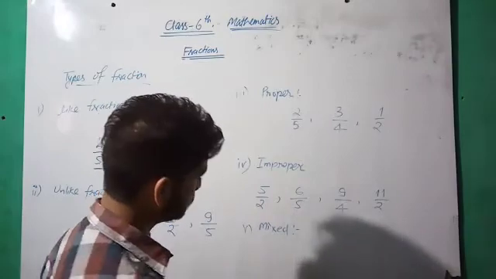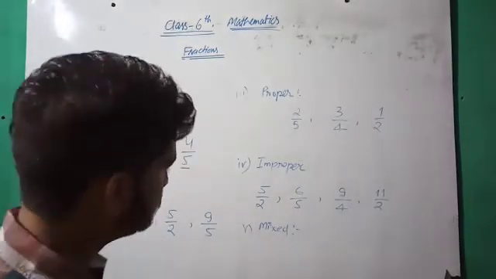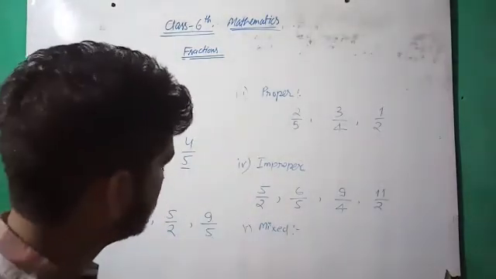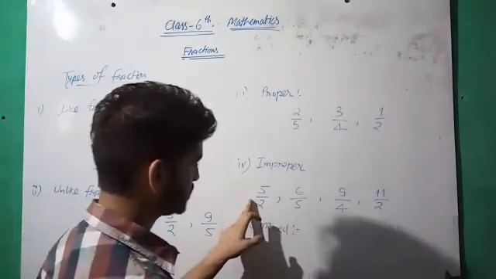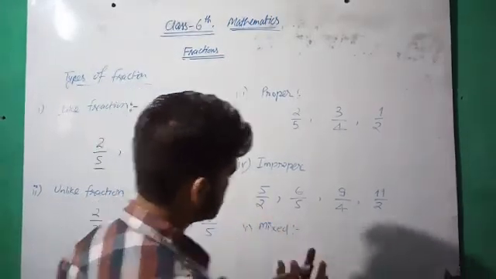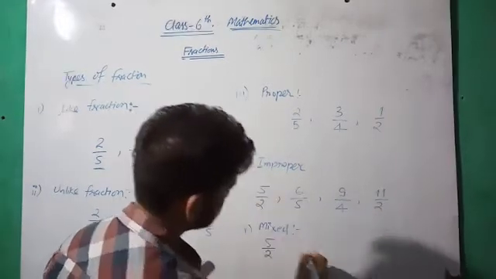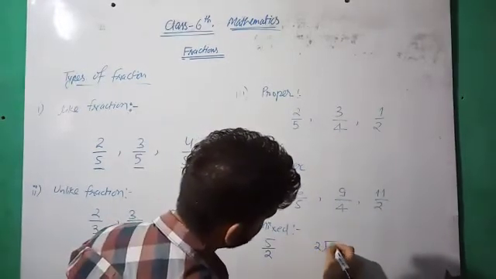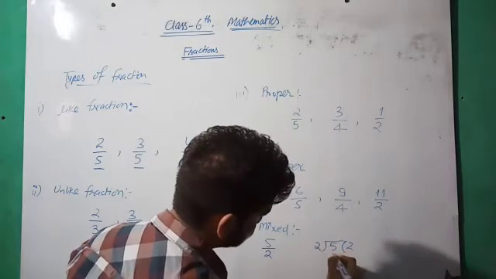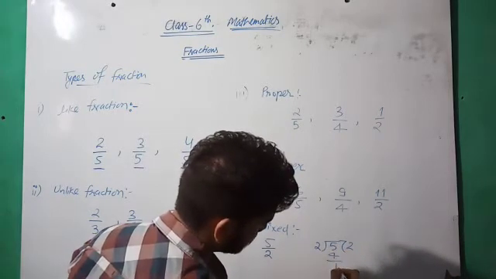Next one is mixed fraction. A mixed fraction is the form of an improper fraction. In it you have to convert the improper fraction into the form of a mixed fraction. How is it done? Like if you have 5 by 2 as an improper fraction, we can divide 5 by 2. 2 twos are 4, then the remaining part is 1.